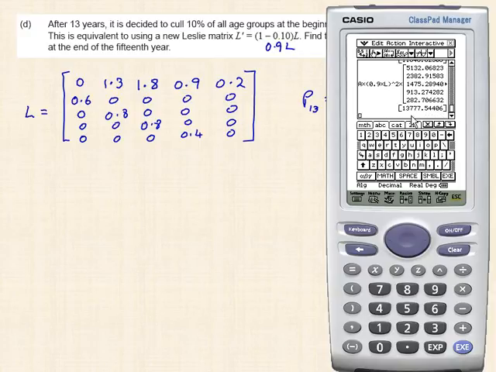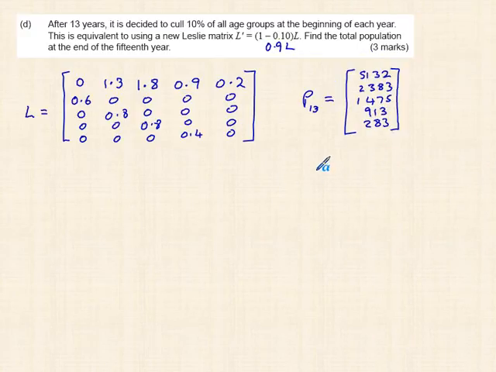And we calculate, and that's 13,777.5 and so on. So we'll call that 13778. So that's population 15.